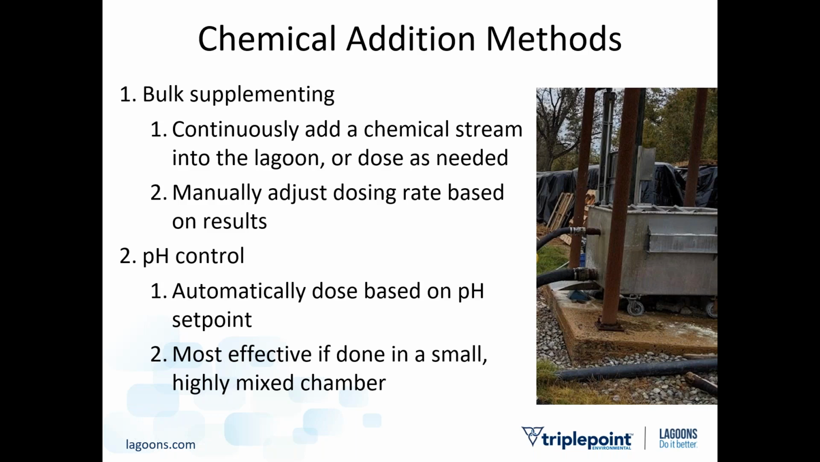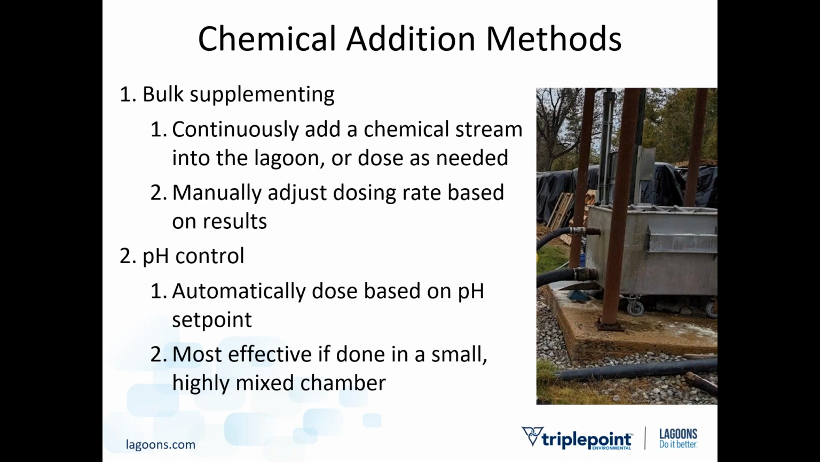This is where you've got a pH probe in the water, and then you've got a controller that turns your dosing pump up or down based on the pH to hit a certain set point. This is most effective if it's done in a small, highly mixed chamber, where the pH probe can get a much more accurate reading on the pH versus trying to get an accurate average reading out of a lagoon cell.